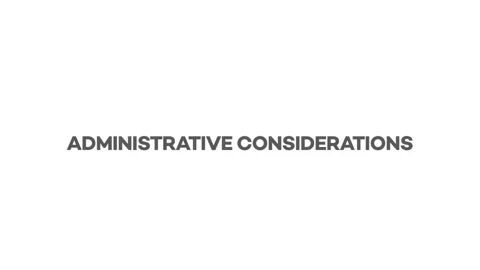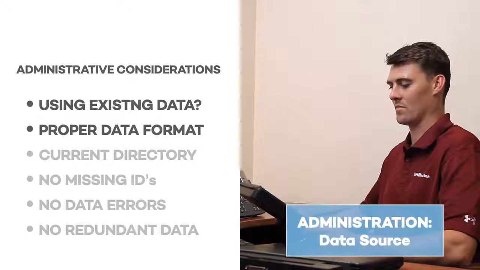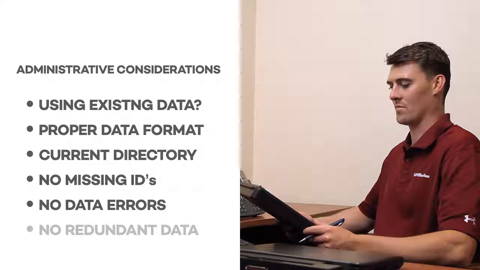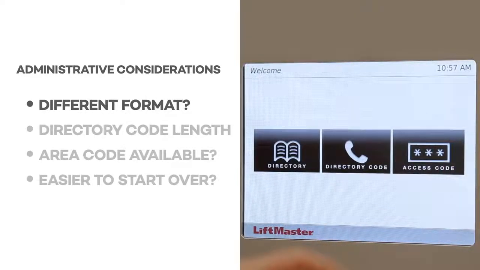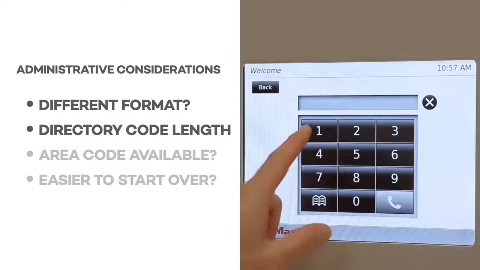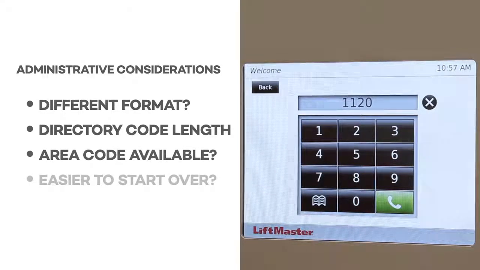Now, let's look at administrative considerations. First, determine if you're going to import existing data from another system. Existing data needs to be clean and properly formatted. Is the directory current? Are there missing ID numbers? Are there errors in any database records? Are there redundant entries? Some data is in different formats. Are directory code lengths from the old system compatible with the new system? Attempting to import 3 characters into a field that requires 4 characters will cause problems. Are the area codes of the telephone numbers in the old system available? If adjusting data will require a lot of time and effort, it may be easier to start from scratch.